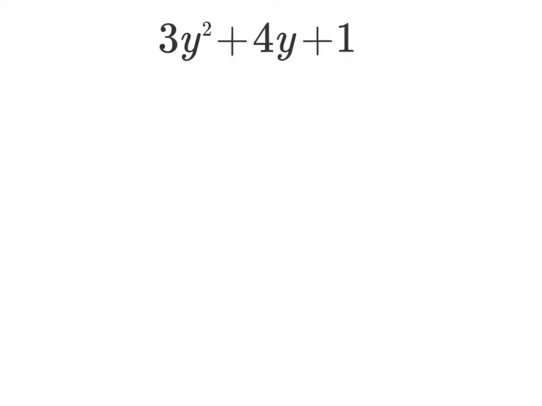Now, this is where it starts to get a bit trickier. Looking at this, I'm asking myself, well, I've got plus 1 at the end, so something times something gives me 1, adds up to give me 4. The problem there is I don't. That doesn't work. 1 times 1, that's the only thing I've got for that. 1 plus 1 doesn't make 4.